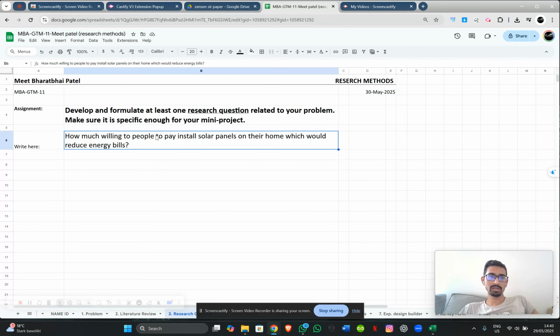So this is my question. Basically, this is my research question: how much are people willing to pay to install solar panels on their homes, which would reduce energy bills?